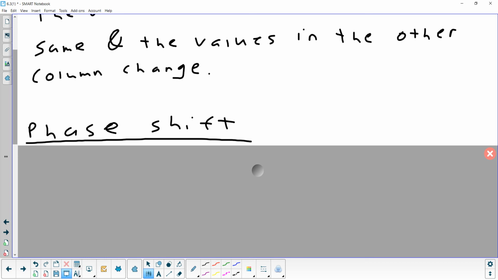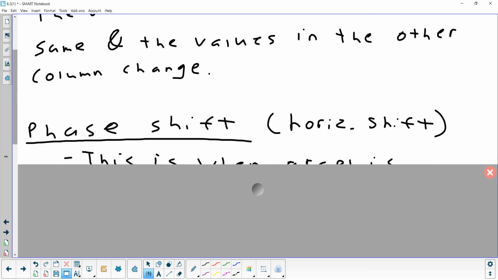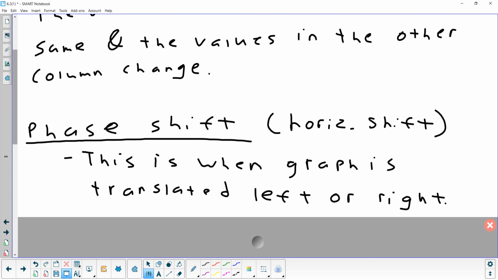A phase shift is just another name for a horizontal shift. With trig functions, they call it a phase shift. We've always called it a horizontal shift. You can use either name, that's fine. But a phase shift is a translation. It's when the graph either moves left or right.